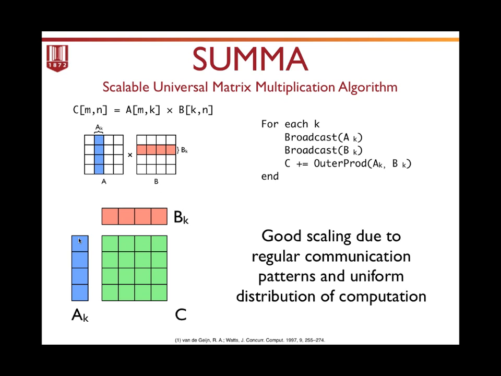For each step, we're going to take one of these columns and one of these rows, and then we're going to broadcast each block along the row of C for column AK, and we're going to likewise broadcast each block along a column of C. So the result at each step is that each node of C will have one pair of A and B, and it will perform an outer product and sum that into its local portion of C. The nice thing about this algorithm is that it has very regular communication patterns and uniform data distribution.